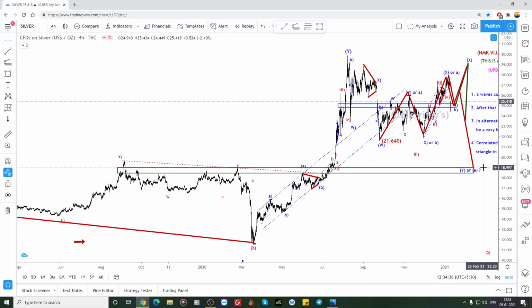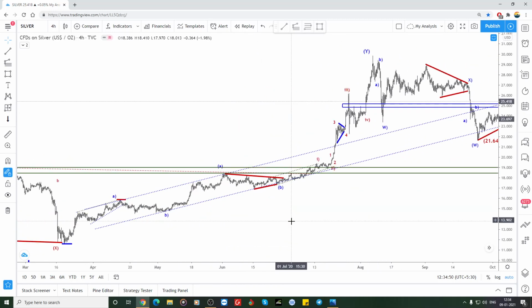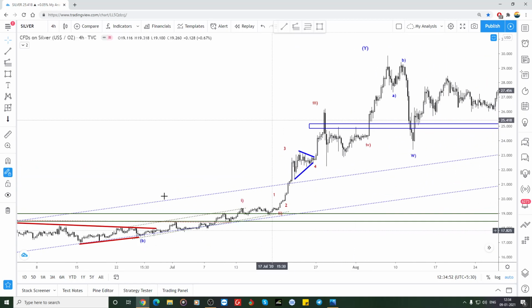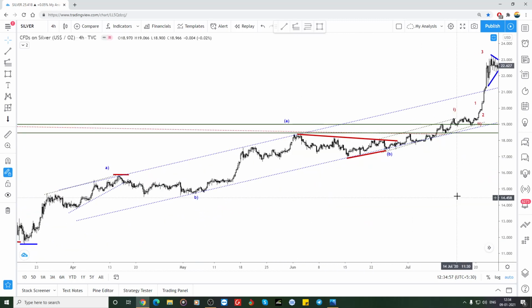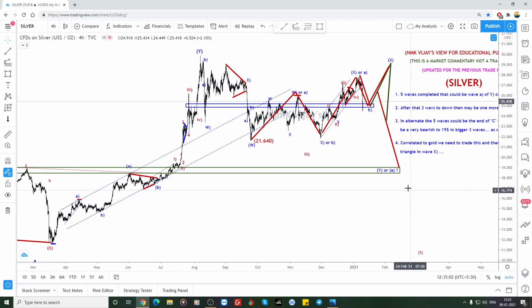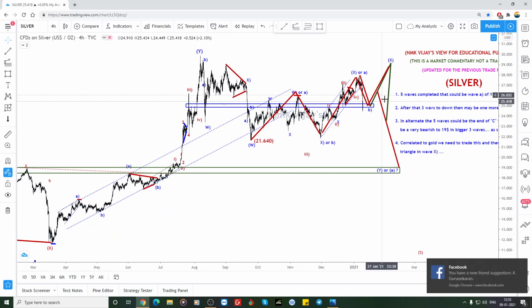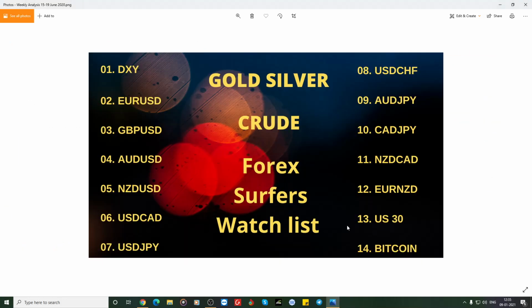Here, 19. This is the major support zone. Previously it was resistance, and again it did the retest here in this zone. Look at this. So this zone is very crucial again for the short-term buy, and the target is the same, and then again it can bounce back.